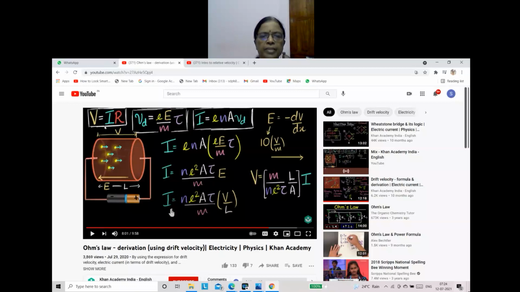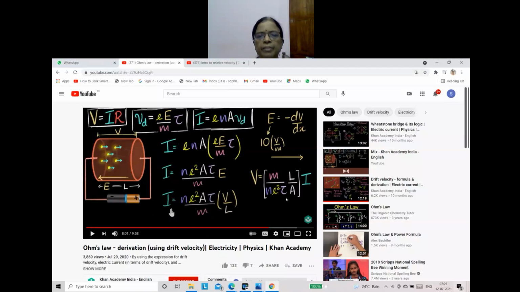So from this relation, V by I. V you can take, cross multiply. So mLI equal to n e square A tau V. Therefore, V equal to mL by n e square tau A into I. So V is equal to some constant into I. This part, m by n e square tau into A, is a constant.